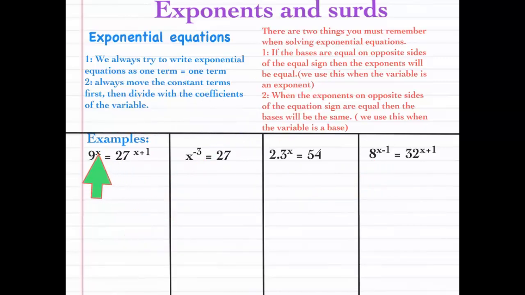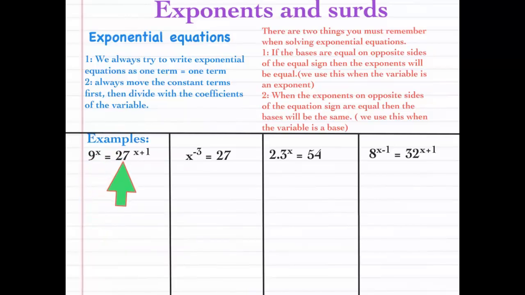Okay, great. Now let's look at the following examples and link these blue steps with the red ones. Here x is an exponent, so the variable is an exponent. What do we use? If the bases are equal on opposite sides of the equal sign, then the exponents will be equal. So what are we trying to do when x is an exponent? We're trying to make this base look exactly the same as that base. Now I cannot make a 27 look like a 9, but I can make a 9 look like a 3 and a 27 look like a 3. And that's what we're going to do.